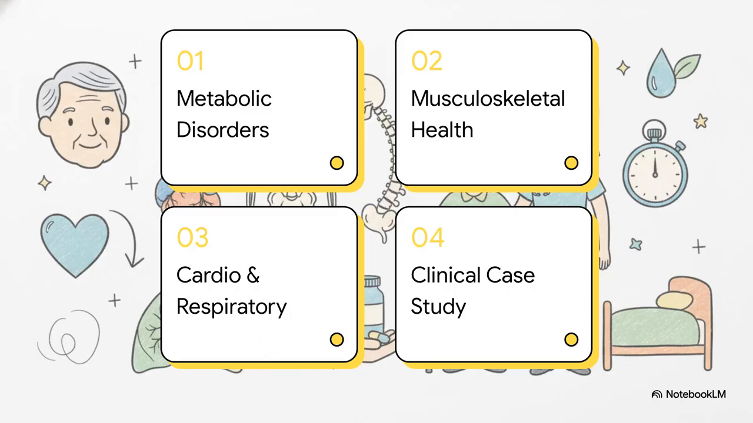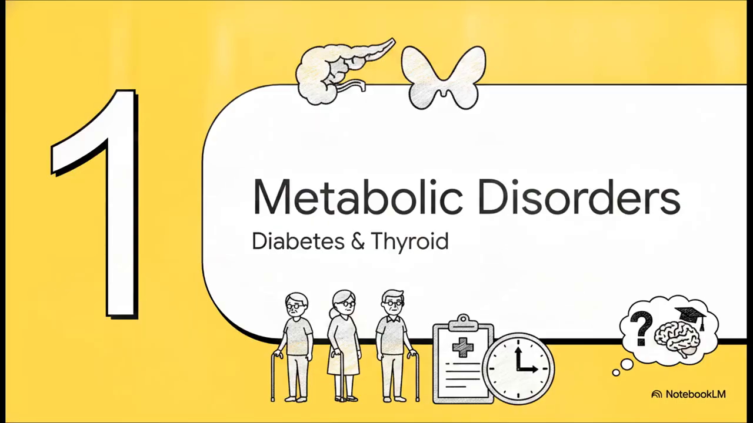To keep things really efficient today, we're going to hit 4 main sections: metabolic disorders, musculoskeletal and joint health, cardio and respiratory changes, and then we'll tie it all together by wrapping up with a clinical case study featuring a patient named Nancy. All right, diving right into Section 1, metabolic disorders, focusing on diabetes and thyroid priorities.